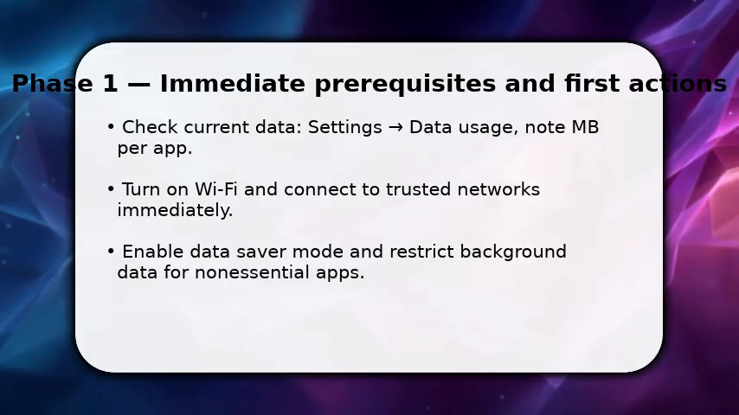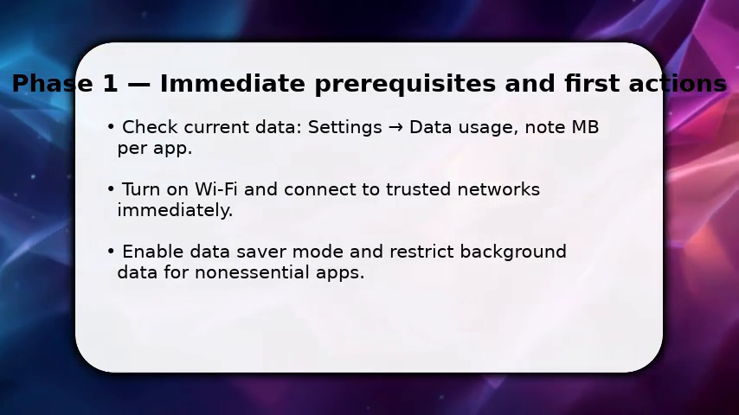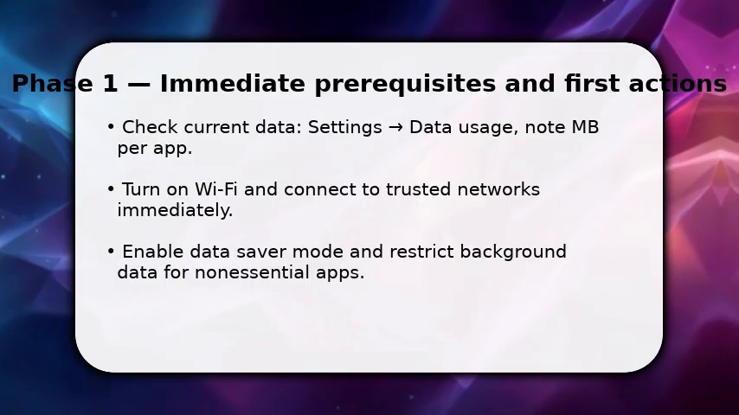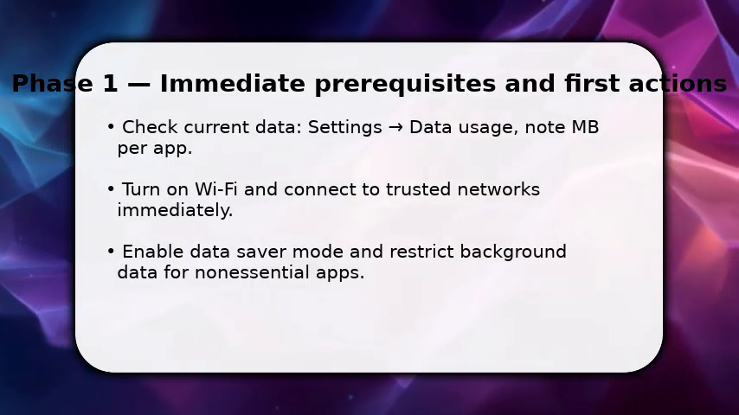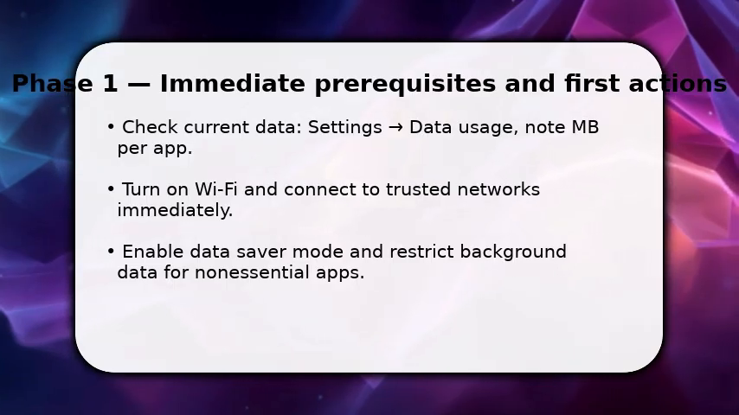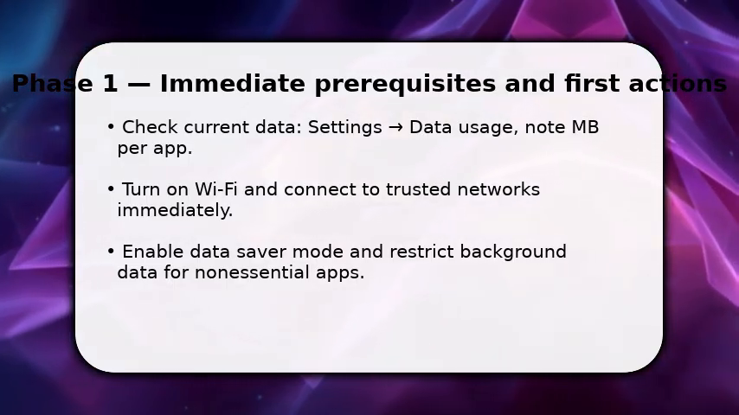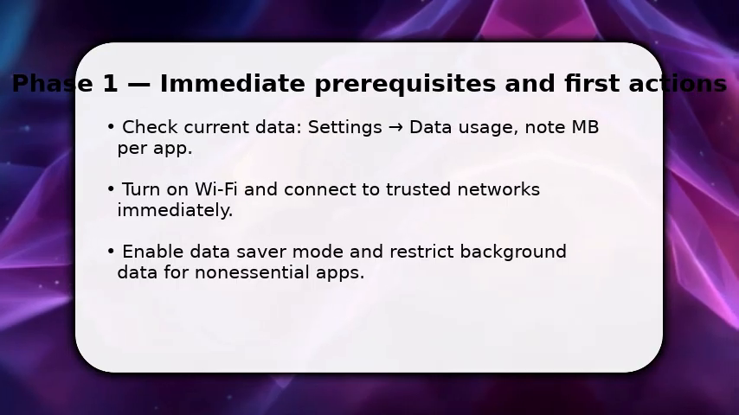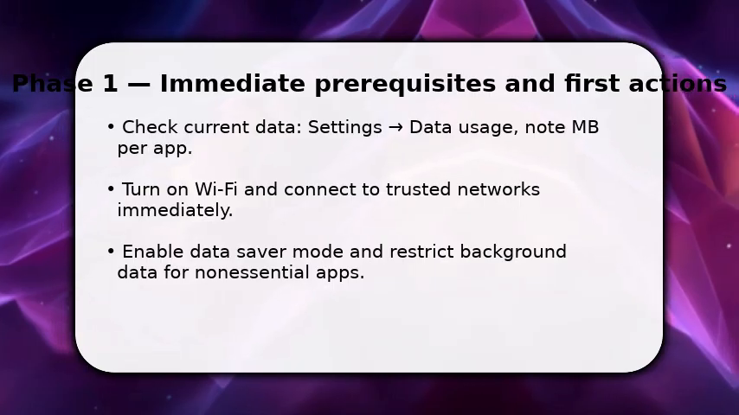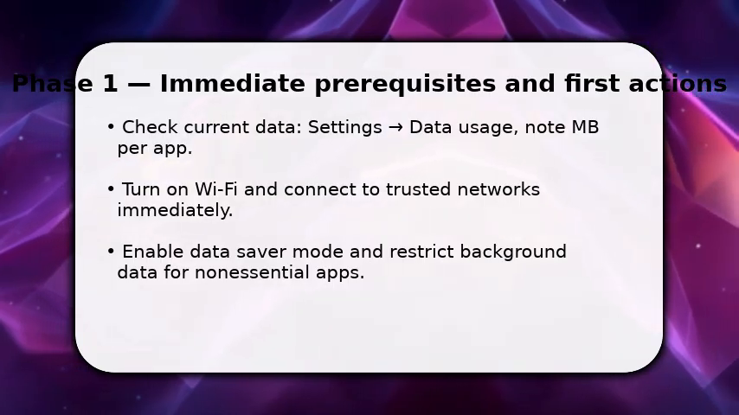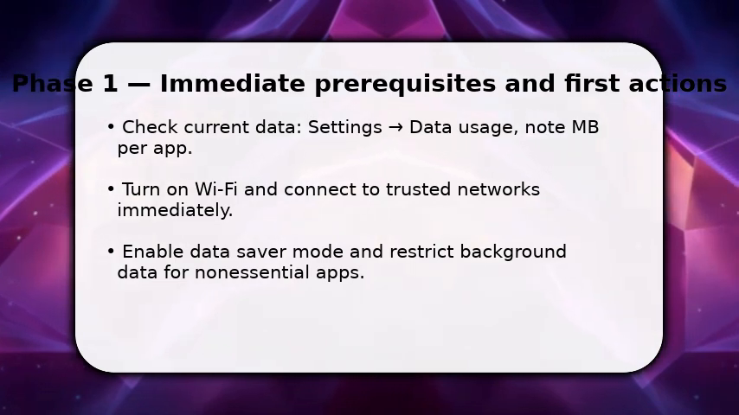You begin by measuring where MB go, open settings and view data usage so you know the biggest consumers. Once done, enable System Data Saver to limit background transfers and connect to Wi-Fi right away to avoid cellular costs. Make sure to restrict background data for social apps and auto-sync. That stops unseen uploads. This combination gives immediate MB relief and a baseline to track progress while you move to targeted reductions in the next step.